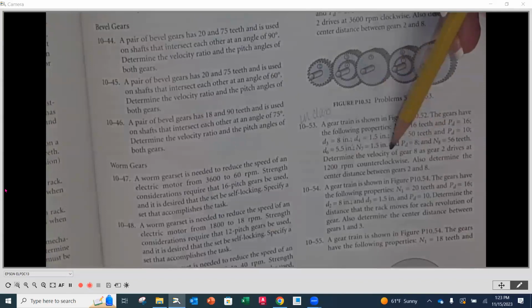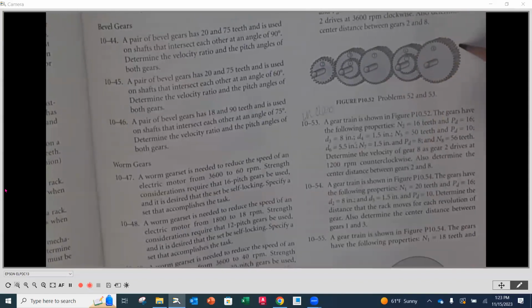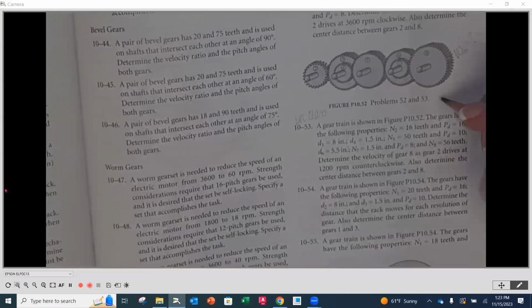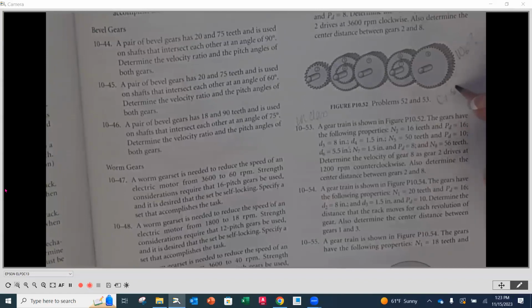Determine the velocity of gear 7. I'm sorry, I have 7 on my mind. I want to know what W8 is. So W8 is a question mark. And then also the center distance all the way from 2 to 8. What is that?